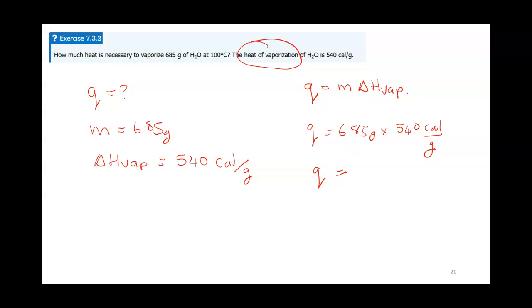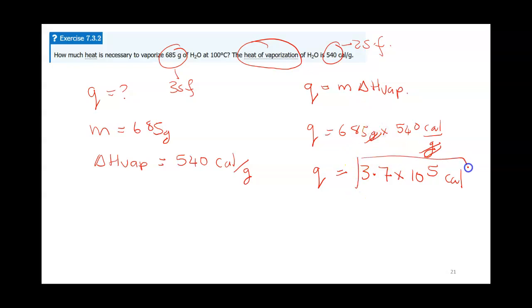685 times 540, and we'd like to have this number here as 3 significant figures. This one here is 2 significant figures because the trailing 0 doesn't count. So that means that this is going to be 3.7 times 10 to the 5 calories. And I used scientific notation there because I didn't want to write out all of those zeros at the end.